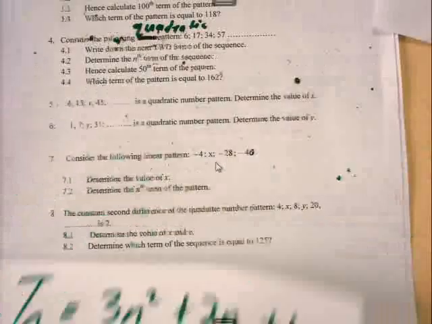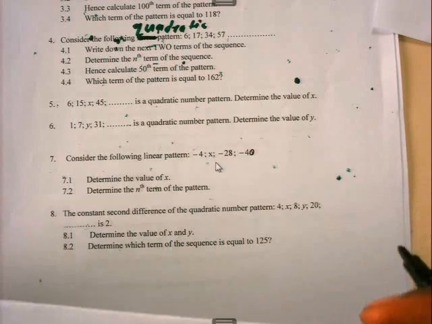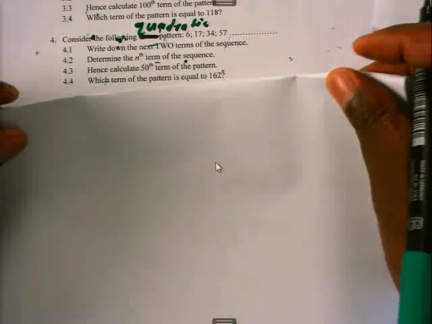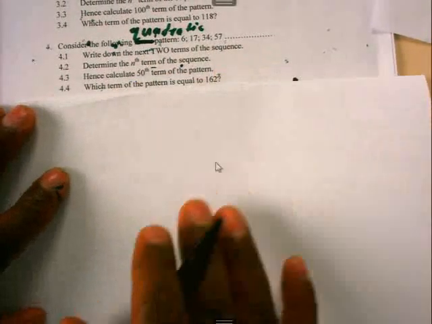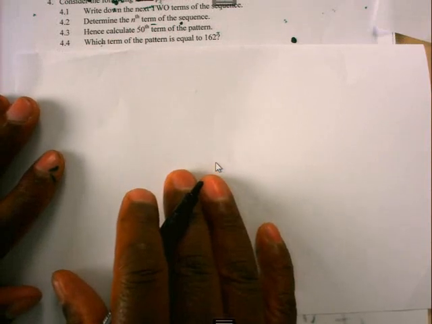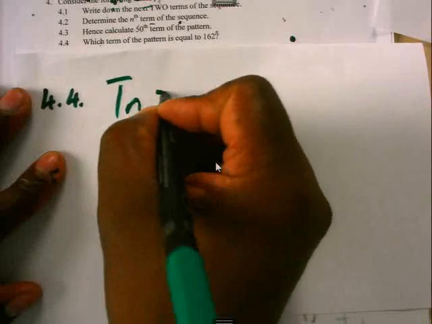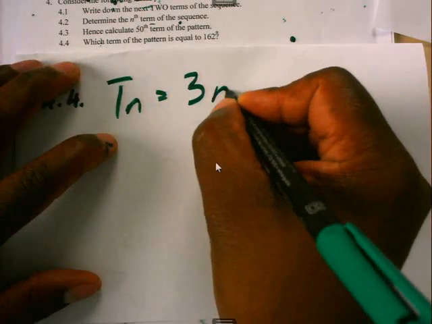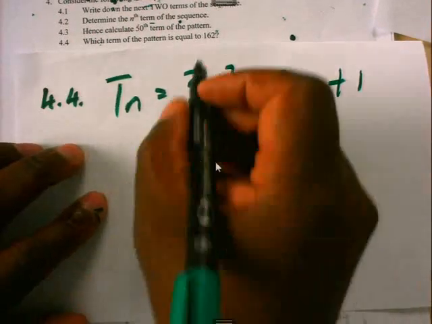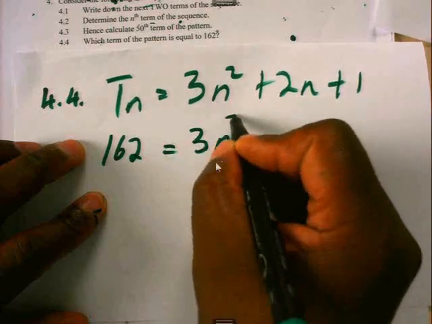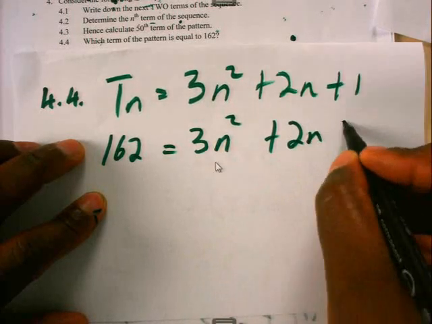The last question states, which term of the pattern is equal to 162? Which term of the pattern is equal to 162? Sorry for that. Remember, we are at 4.4. And the nth term we're talking about here is 3n squared plus 2n plus 1. So 162 would be our nth term here. 3n squared plus 2n plus 1.